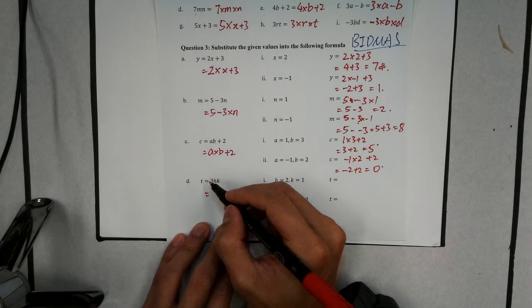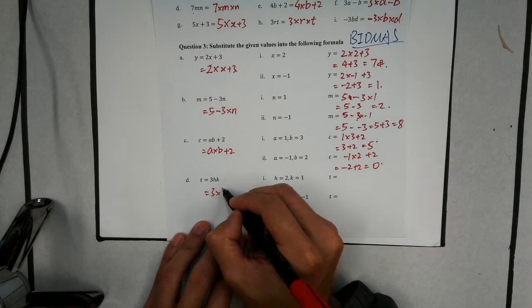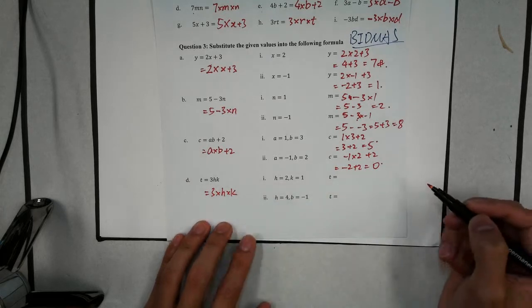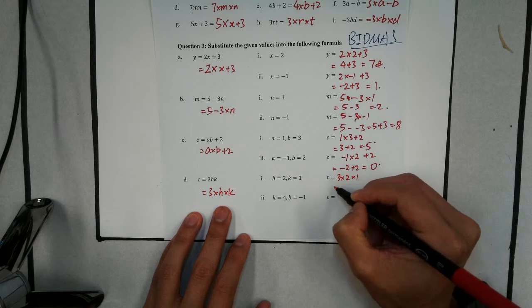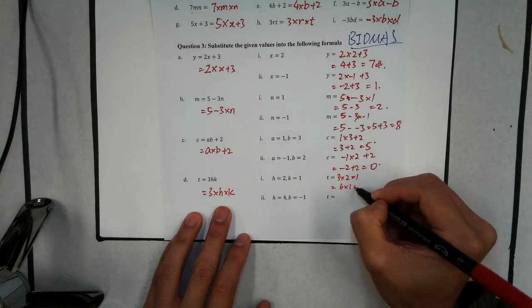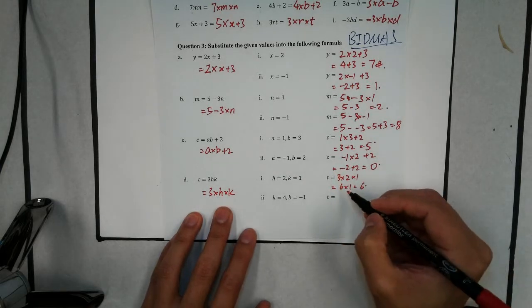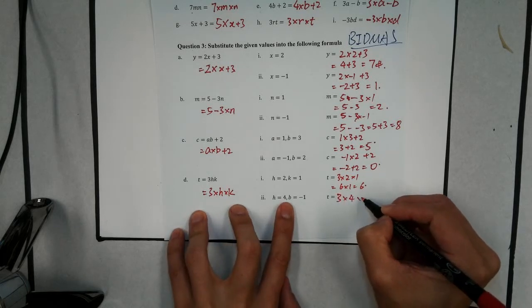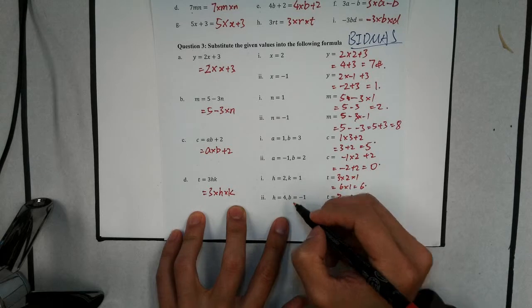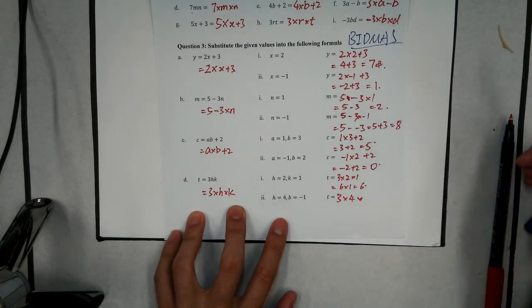For T is 3 times HK, it means 3 times H times K. So T will be equal to 3 times 2 times 1 here. You get 6 times 1, 6. And T is equal to 3 times H, 3 times 4. Okay, here is the error. There should be K, okay, not B.